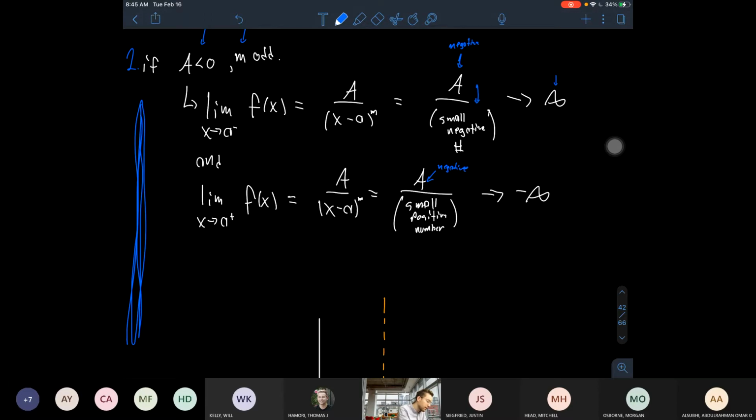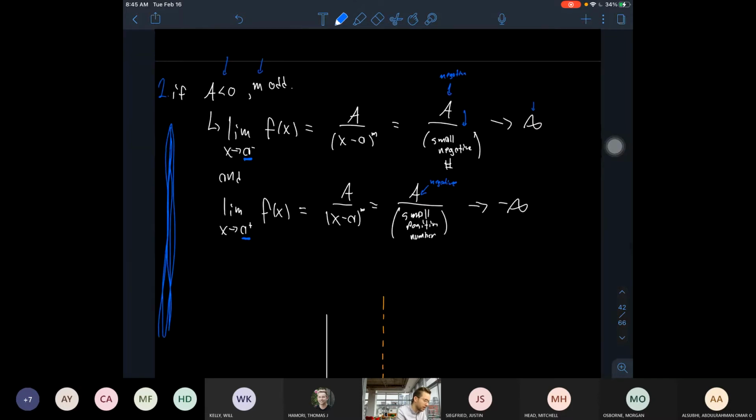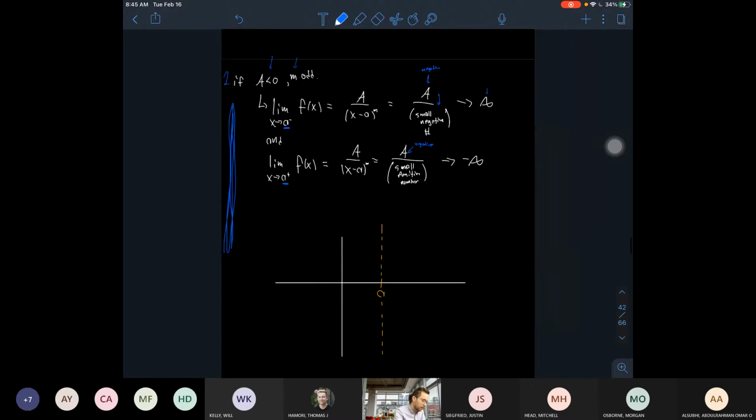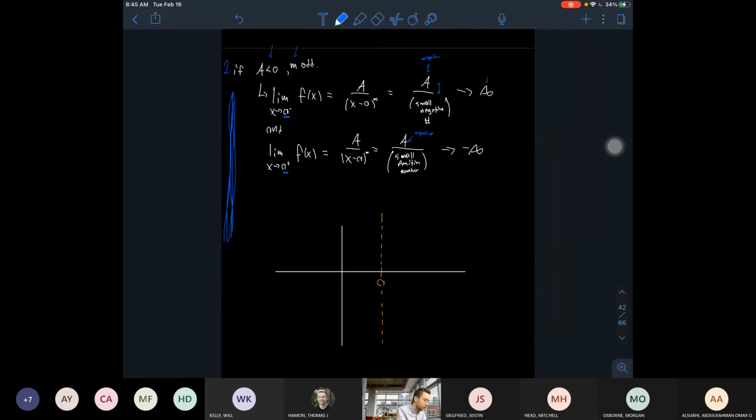And since we're doing the same thing, x goes to a from the left, and x goes to a from the right. m is still odd here, so nothing in the denominator has changed from case 1 to case 2. The only thing that's changed is that the numerator here, a, switched from being positive to negative, which is why instead of going to negative infinity, we went to positive infinity, and instead of going to positive infinity, we went to negative infinity.